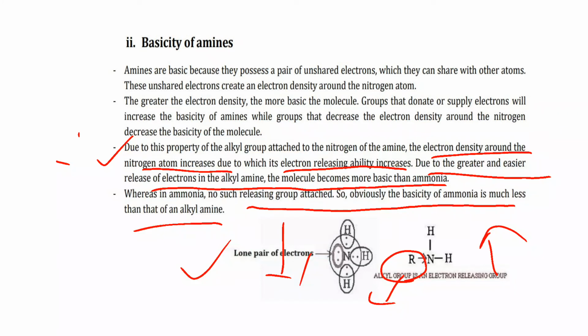This is due to the presence of the electron releasing alkyl group in primary alkyl amines. This is the basicity of amine, a very important topic. The basicity is due to the electron density. Greater the electron density, the more basic the molecule, but decreasing the electron density around the nitrogen decreases the basicity of the molecule.